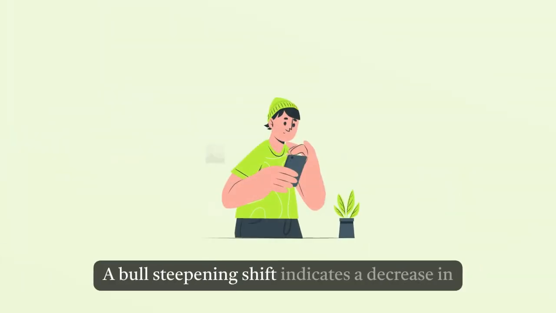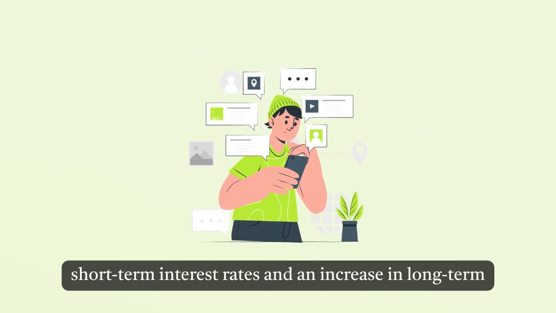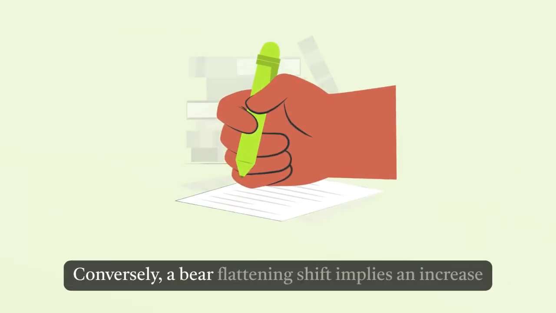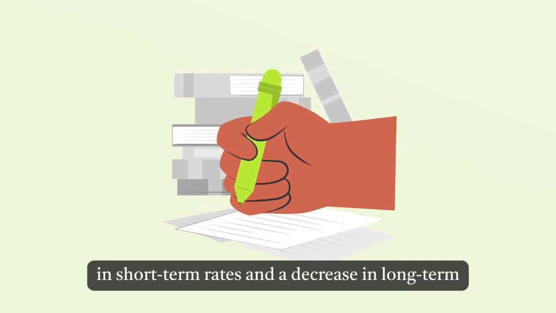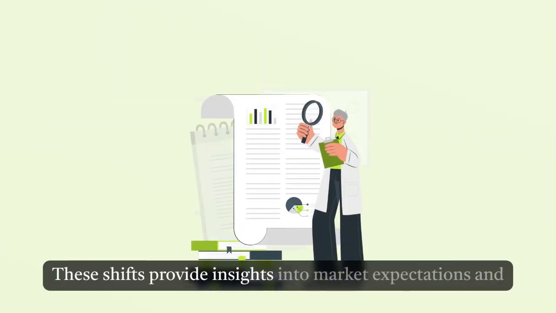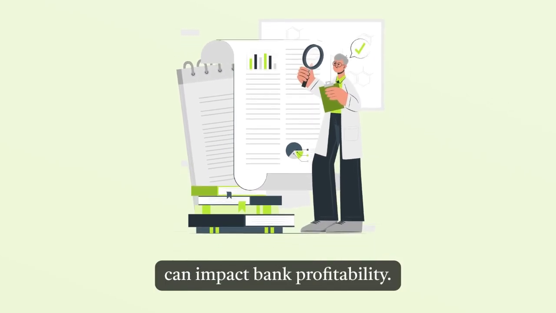A bull steepening shift indicates a decrease in short-term interest rates and an increase in long-term rates, resulting in a steeper yield curve. Conversely, a bear flattening shift implies an increase in short-term rates and a decrease in long-term rates, leading to a flatter yield curve. These shifts provide insights into market expectations and can impact bank profitability.